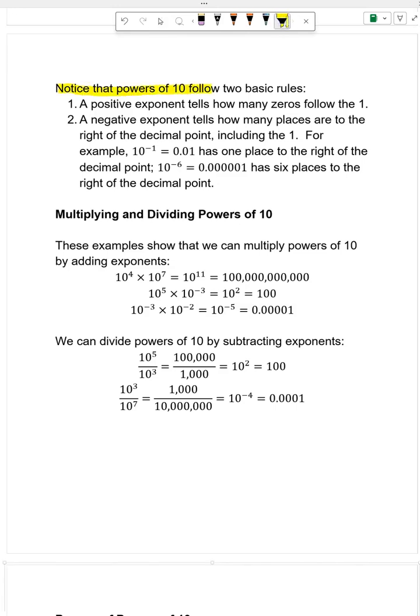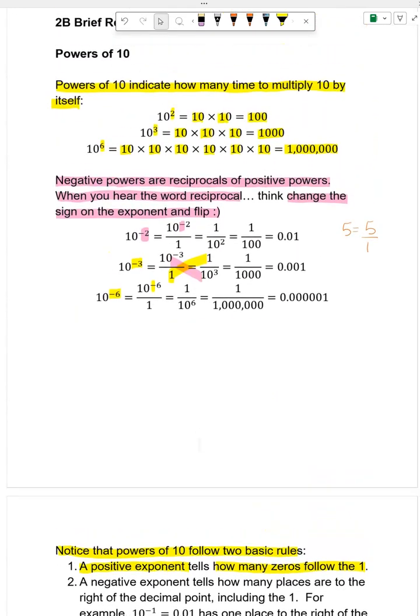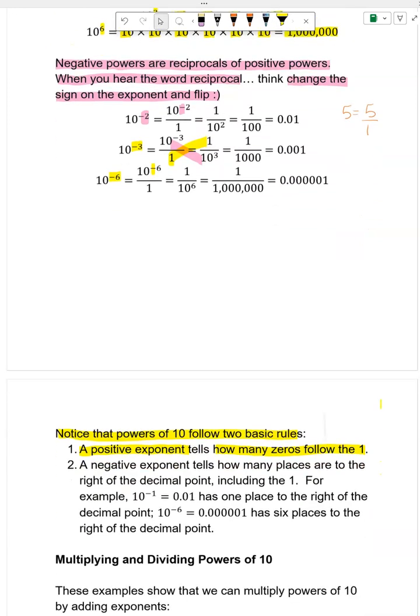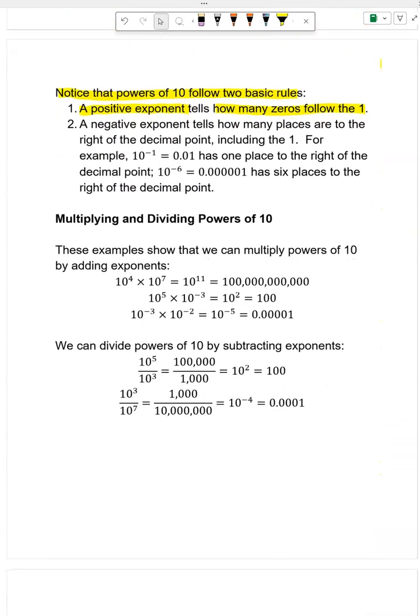Notice that the powers of 10 follow 2 basic rules. A positive exponent tells us how many zeros follow the 1. So let's go back up here and look at our positives. So if we have 10 raised to the second power, we go over here and look at this. We have 1 with 2 zeros. So second power, 2 zeros, right? Let's look at the sixth. Sixth power, we have 1, 2, 3, 4, 5, 6 zeros. So that's just a really cool trick that you could use whenever you're using powers of 10.